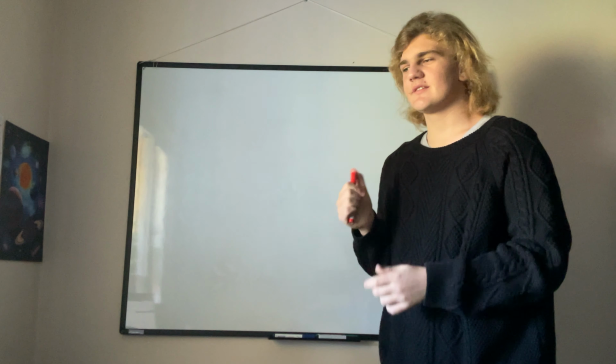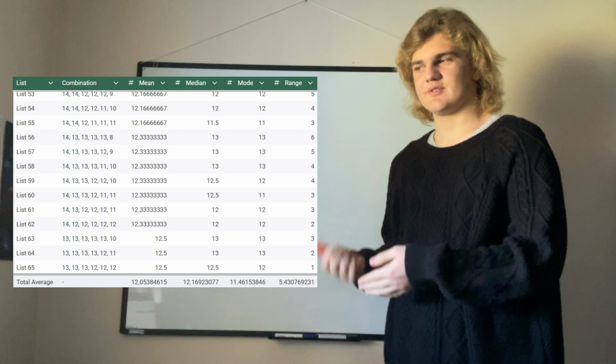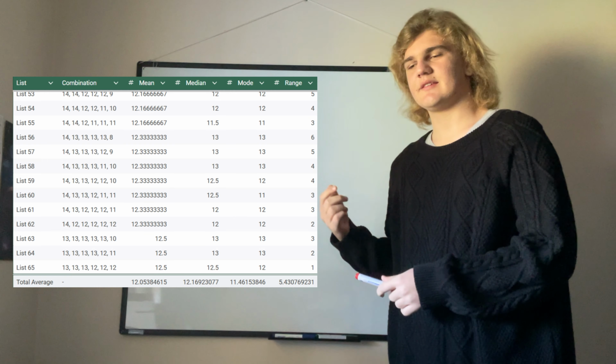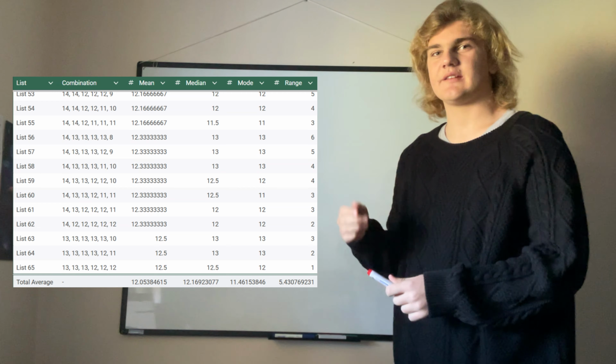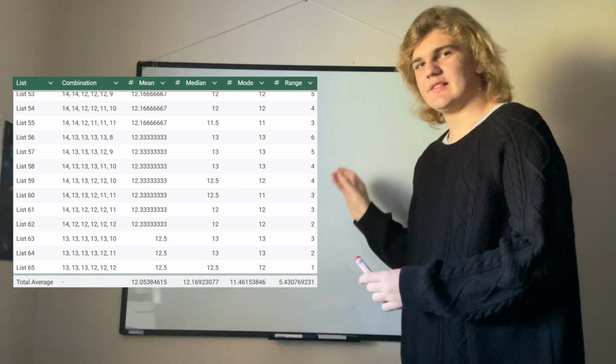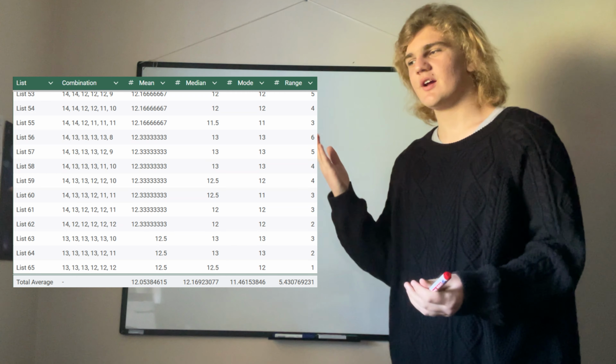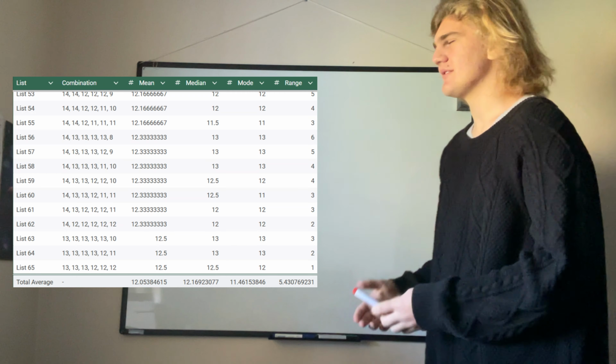The Redditor said that there are a total of 65 list possibilities, so I used those values and I put them into a table. And after finding what the mean and the median and the range for each possible list was, I then took a mean or an average for each of these possible values.